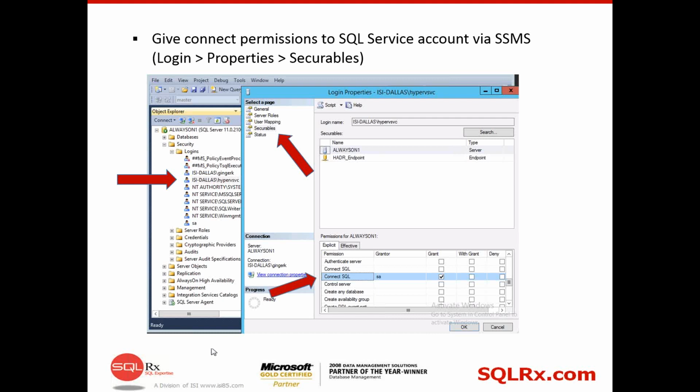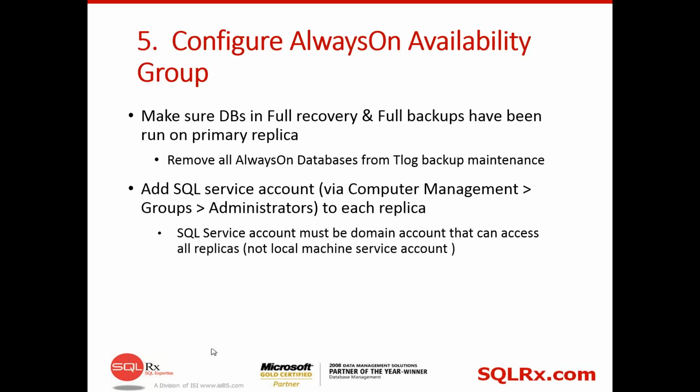All right. The last step, we're going to install and configure AlwaysOn availability groups. So we're going to make sure databases are in full recovery mode. We're going to make sure full backups have been taken of all of our databases. Also, these databases need to be removed from your T-log backup maintenance for the time being. You don't want the T-log backups running while we're trying to create the AlwaysOn group. You can add it back in after the fact.